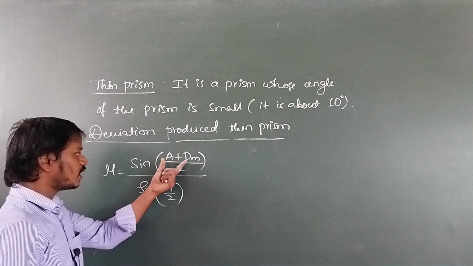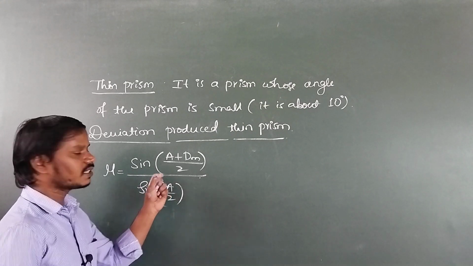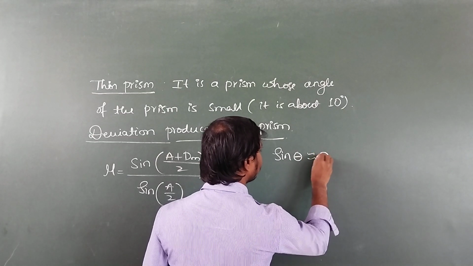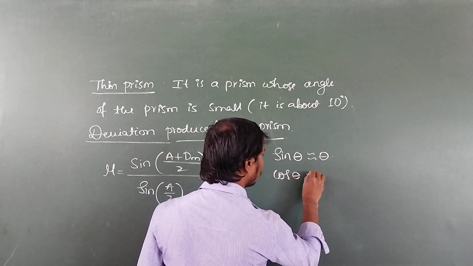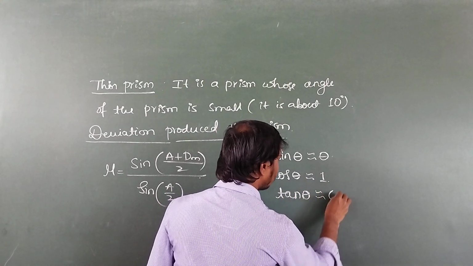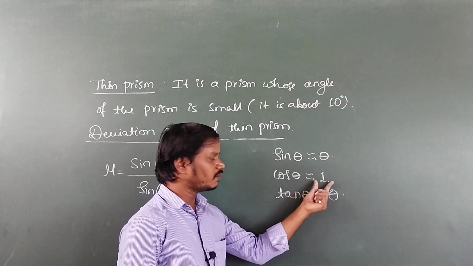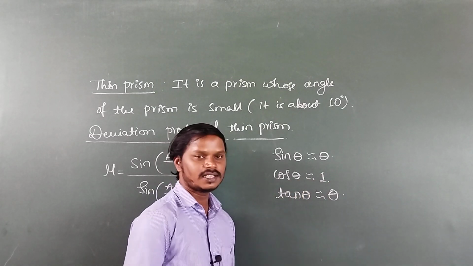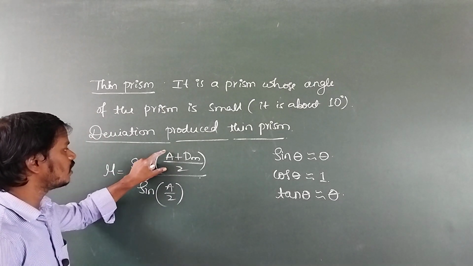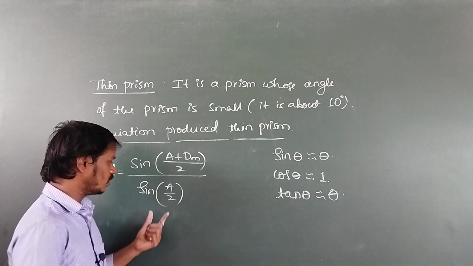For the thin prism, these angles are small. So sine of a small angle can be taken as the small angle only. For a small angle, sine of theta is equal to theta, cos of theta is equal to 1, and tan of theta is equal to theta. You already know this concept. Now for small angles, sine of (A plus dm) by 2 can be written as (A plus dm) by 2, and sine of A by 2 can be written as A by 2.